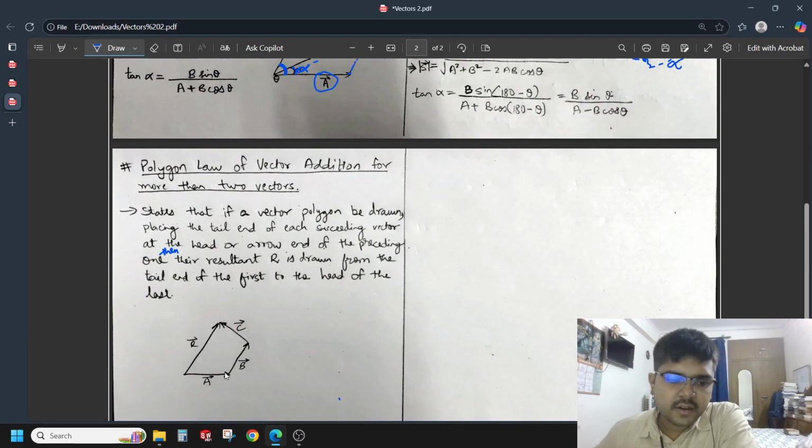This is A vector, and to that we are adding the vector B, like we had added in the triangle rule. We had placed the tail of the second vector, B vector, at the head of the first vector. Similarly, we have done for C, then the resultant R would connect the tail of the first vector to the head of the last vector. So this is the resultant.